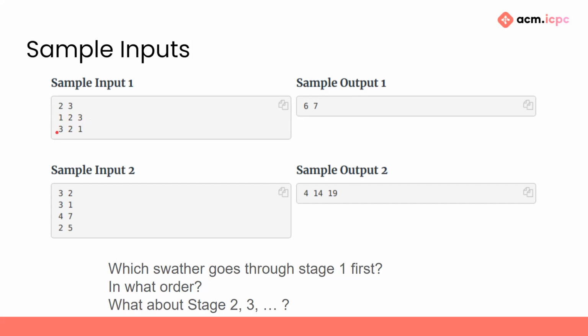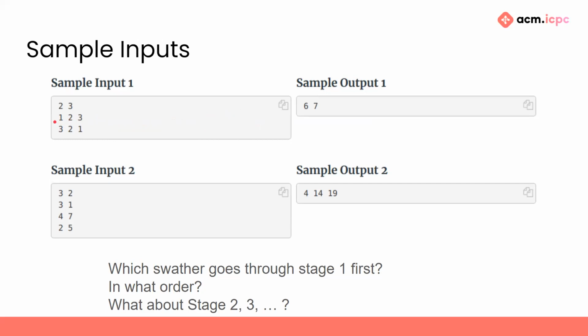Similarly to the previous line, it takes 3 minutes to process the second swather in stage 1. It takes 2 minutes to process the second swather in stage 2, and 1 minute in stage 3. And the goal of this problem is to find out when each of these swathers will be processed, right?